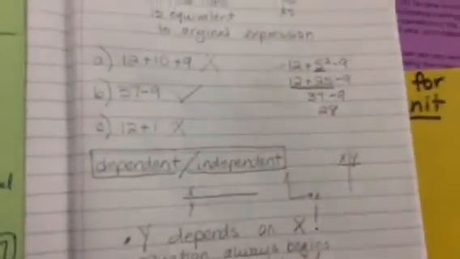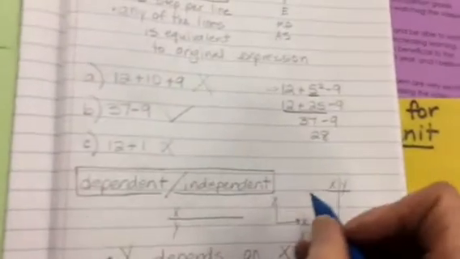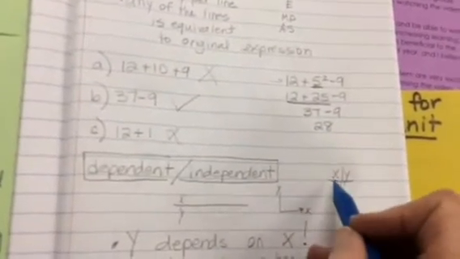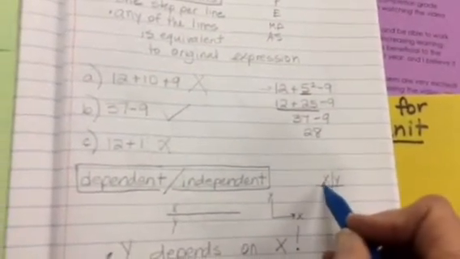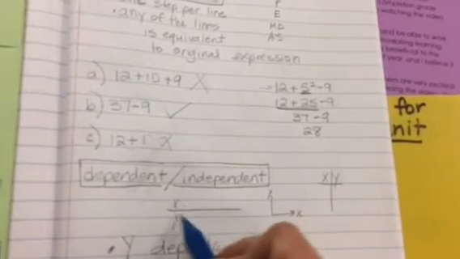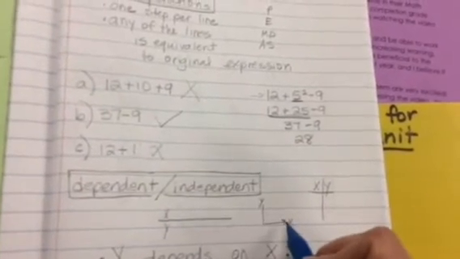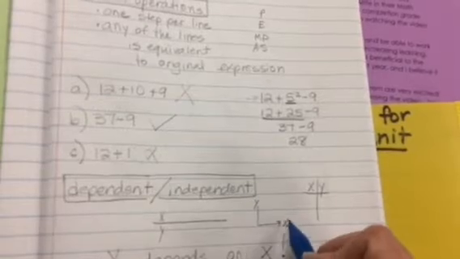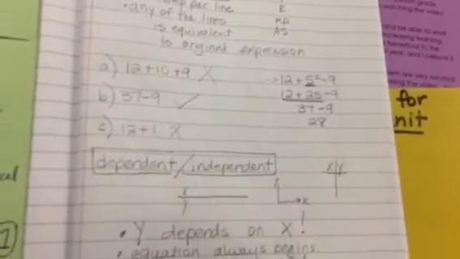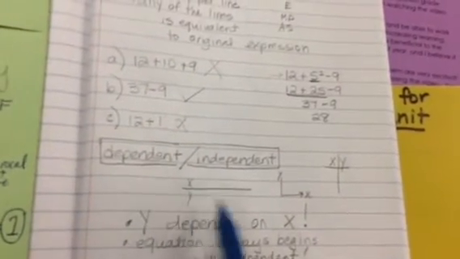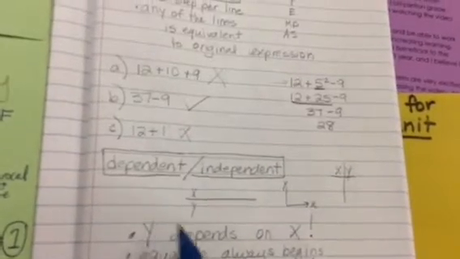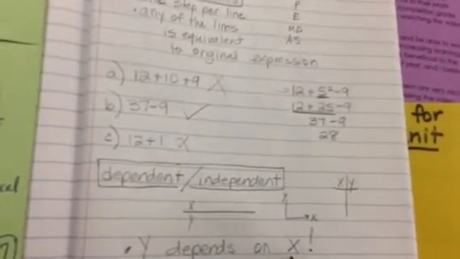So if it's asking which one is equivalent to the original expression, it would be this one. The next thing I want to review with you is dependent, independent. Remember, dependent is the x. When it's written up and down, it's on the left. When it's written side to side, it's on the top. When it's a coordinate plane, the x-axis is down here, the y-axis is up there. Always remember, no matter how it's written, y depends on x.